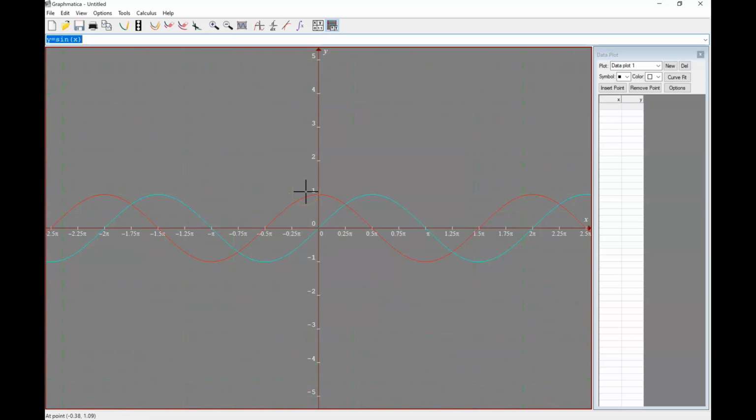So the red is the sine graph and the blue is the cosine graph, right? Wouldn't it be the other way around? I'm sorry, yes. The red is the cosine graph, the blue is the sine graph. Okay, so the only difference between them is they're shifted horizontally just by a half a pi.